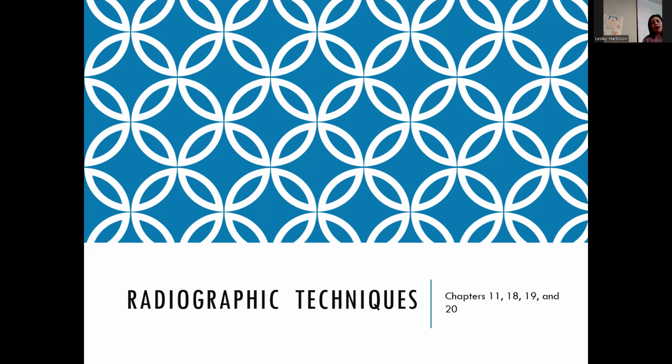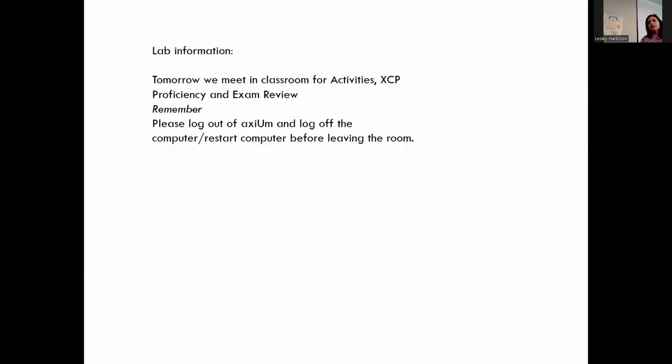Then we'll also talk about the bisecting technique. I'm trying to advance the slide here. I think I already talked about that.